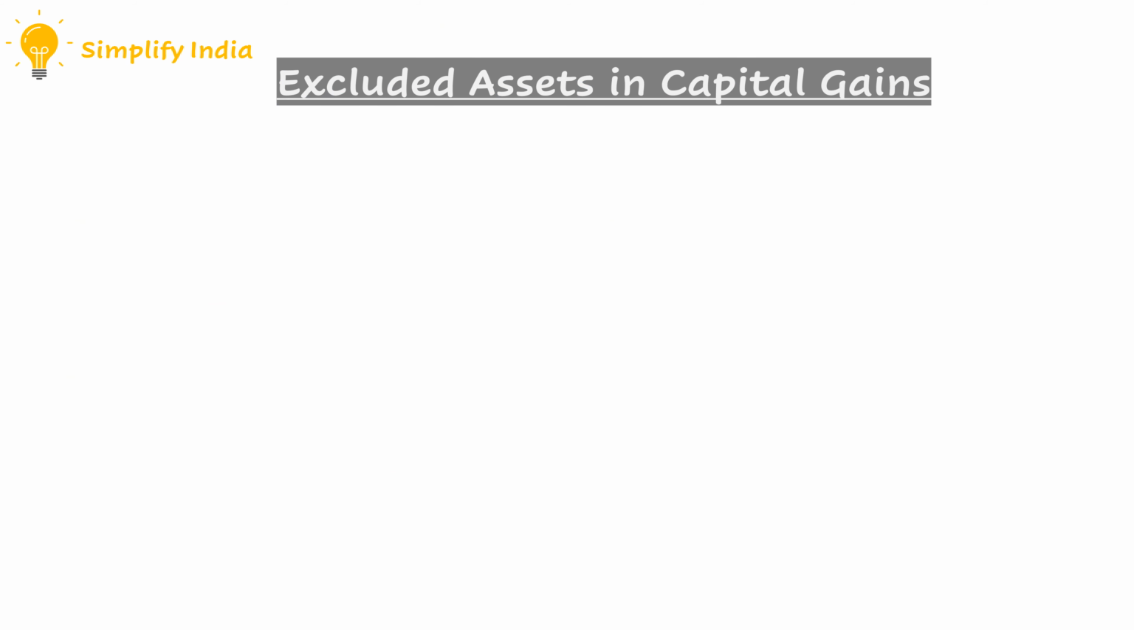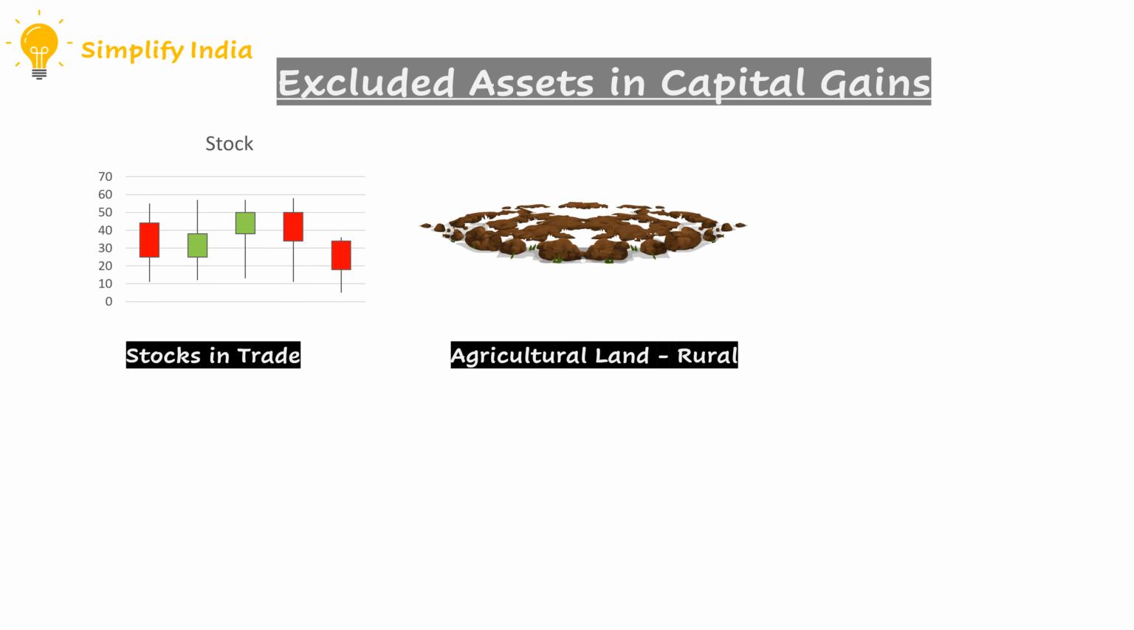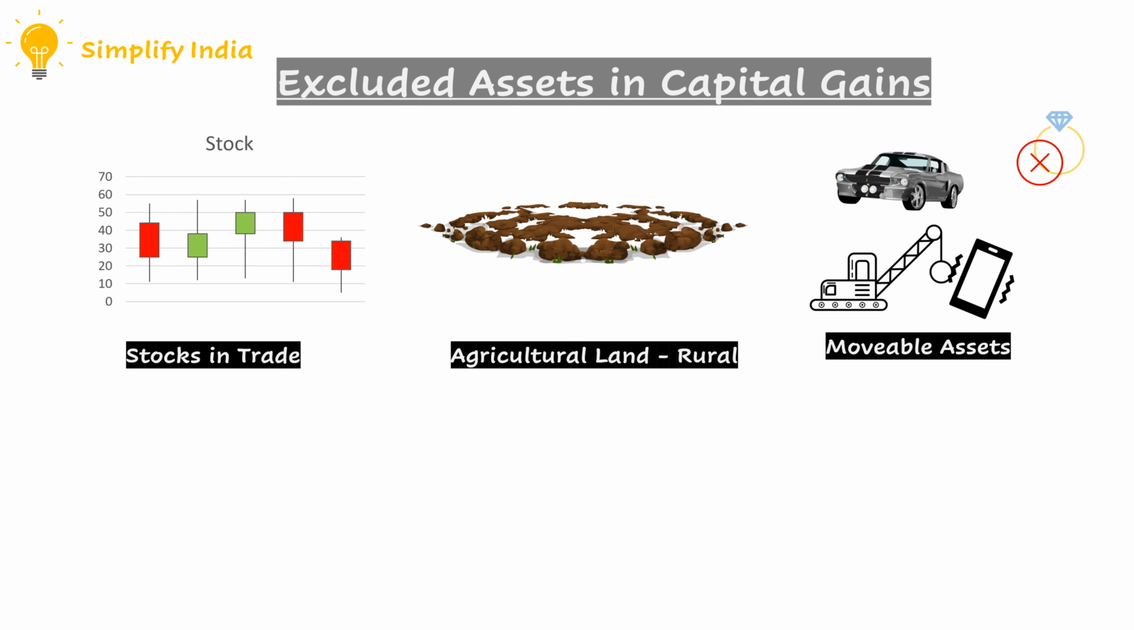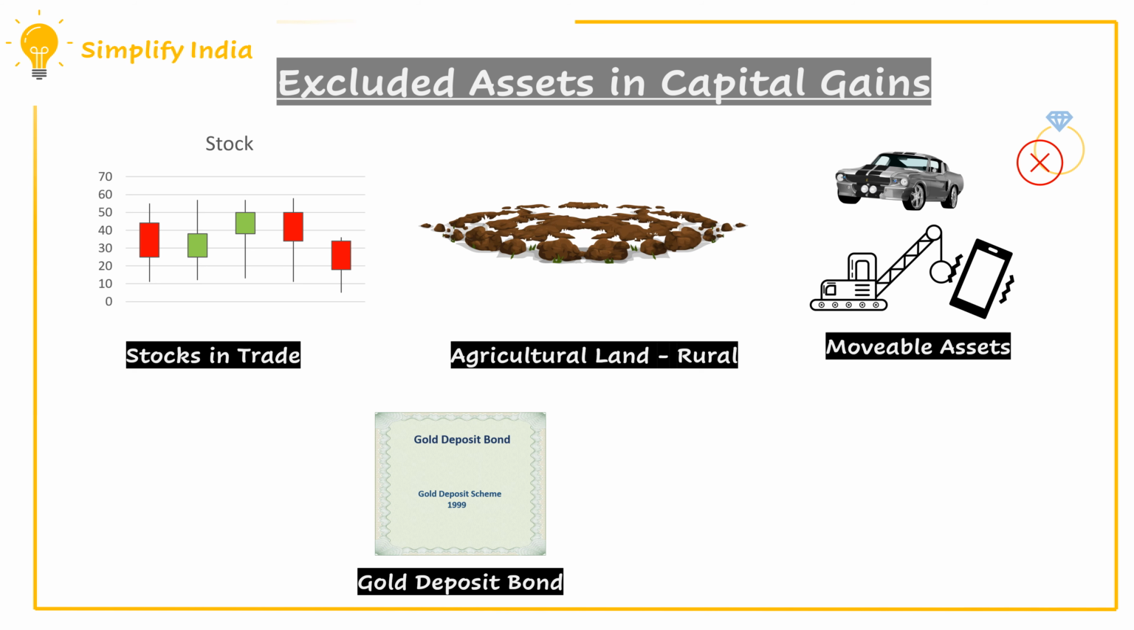Now we are going to learn about the assets which are excluded from the capital assets for the purpose of capital gains. First is stock in trade. Any shares or the stock in trade which are active in your portfolio, which you have not sold and you have not realized any of the gain out of it, is excluded from the capital gains. Next is agricultural land in the rural area and any of the movable asset except jewelry and the gold deposit bond under the Gold Deposit Scheme 1999.